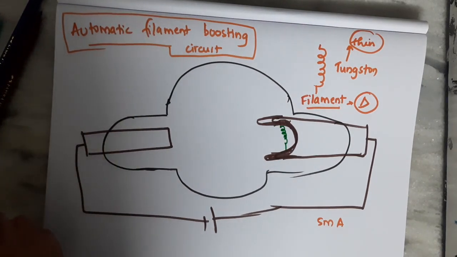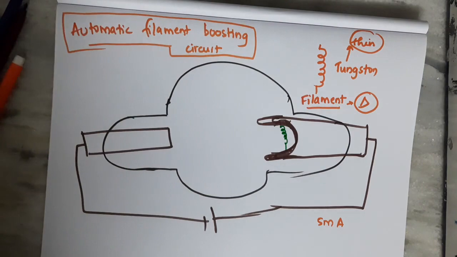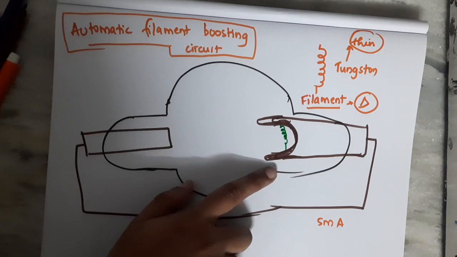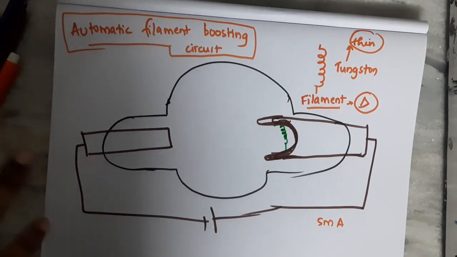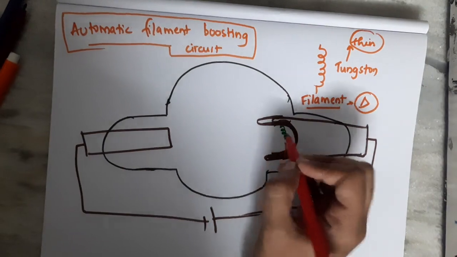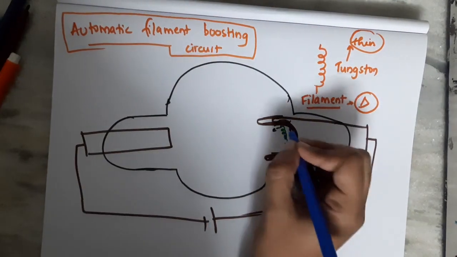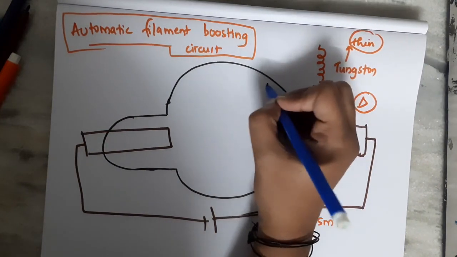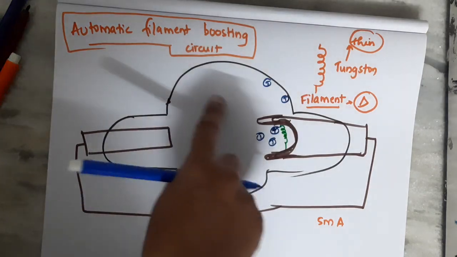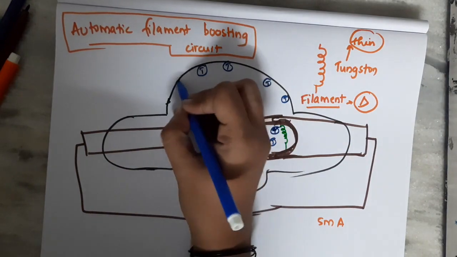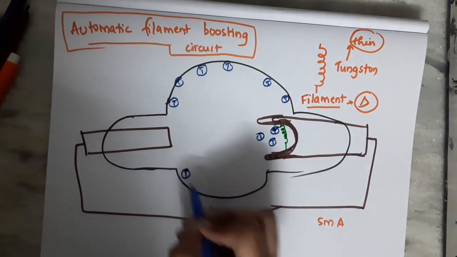Number two, one more problem with using this filament is that slowly tungsten is vaporized from the filament. Though the tungsten vaporizes very slowly, still at one point of time this tungsten will definitely start vaporizing. When the tungsten vaporizes from the filament and reaches the glass, it goes into the vacuum. Everything is vacuum, right? So it will stick onto the glass walls, right?